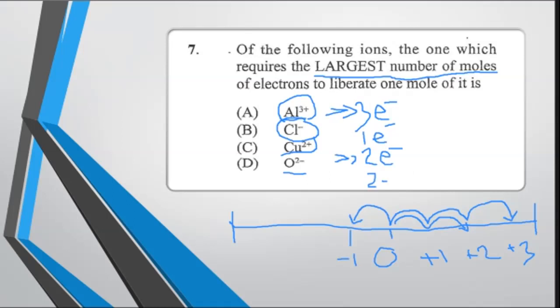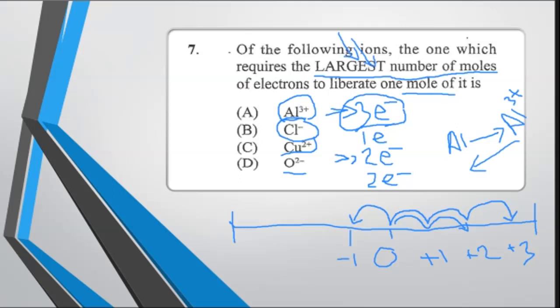So the one that has the largest number of electrons, in terms of moles, to liberate 1 mole of the elements that they have here, the largest is going to be the aluminum. Aluminum requires 3 electrons to be lost. So for it to move from aluminum, Al, as an atom, to become aluminum as an ion, Al3+, or to move from Al3+ back to Al, it needs to get 3 electrons. Either way, aluminum would require the most, which corresponds to the largest number of moles of electrons.